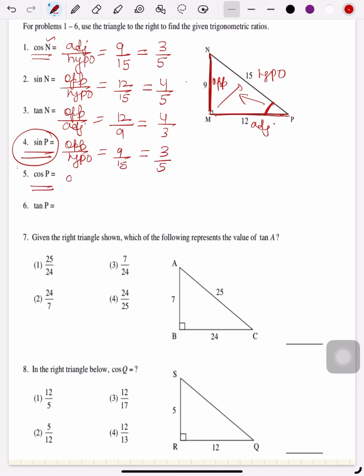Cos P is what? Adjacent over hypotenuse. So adjacent is what? 12 and hypotenuse is 15, which gives you 4 over 5. Tan P is what? Opposite over adjacent. Opposite is what? 9. So I write 9. And adjacent was 12. So that gives you 3 over 4.